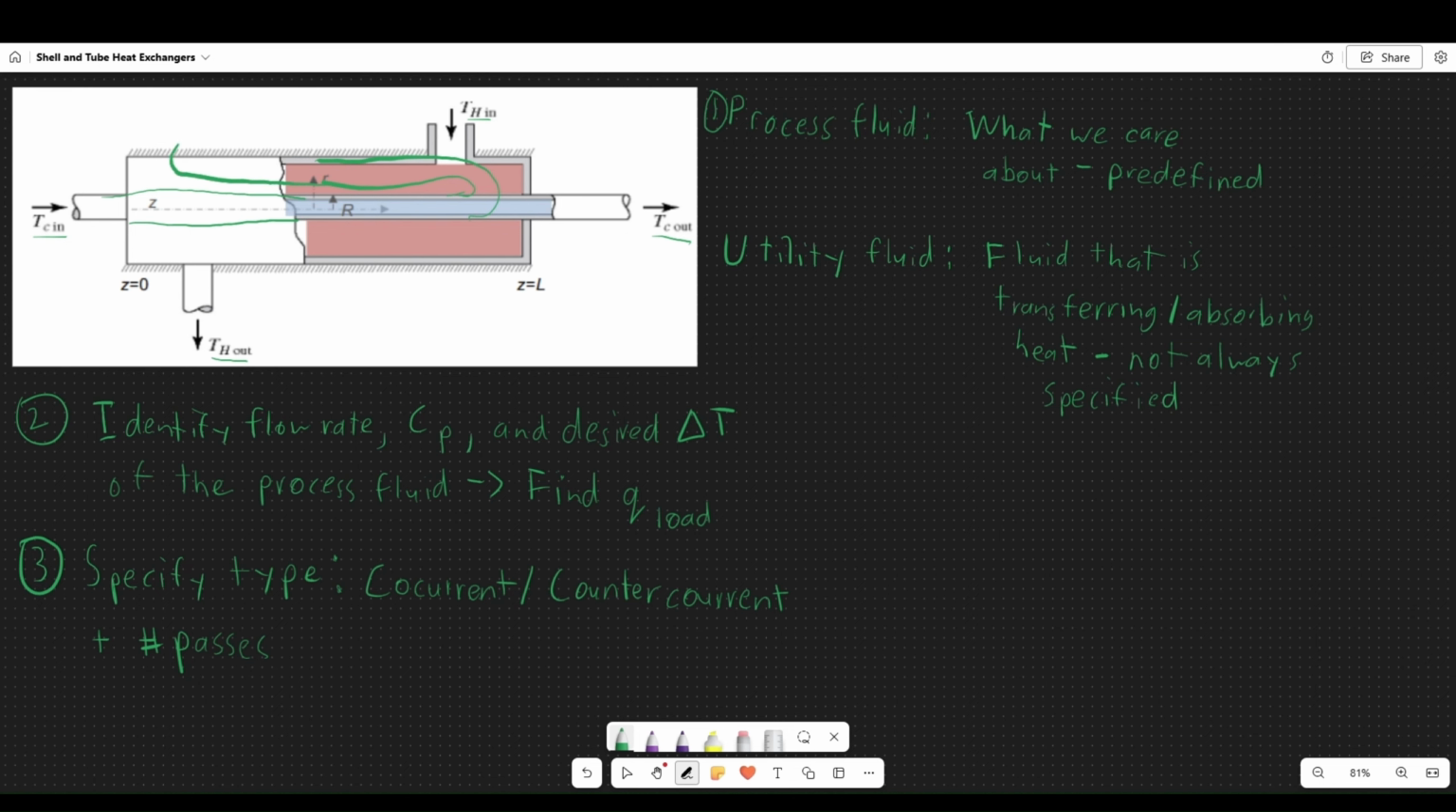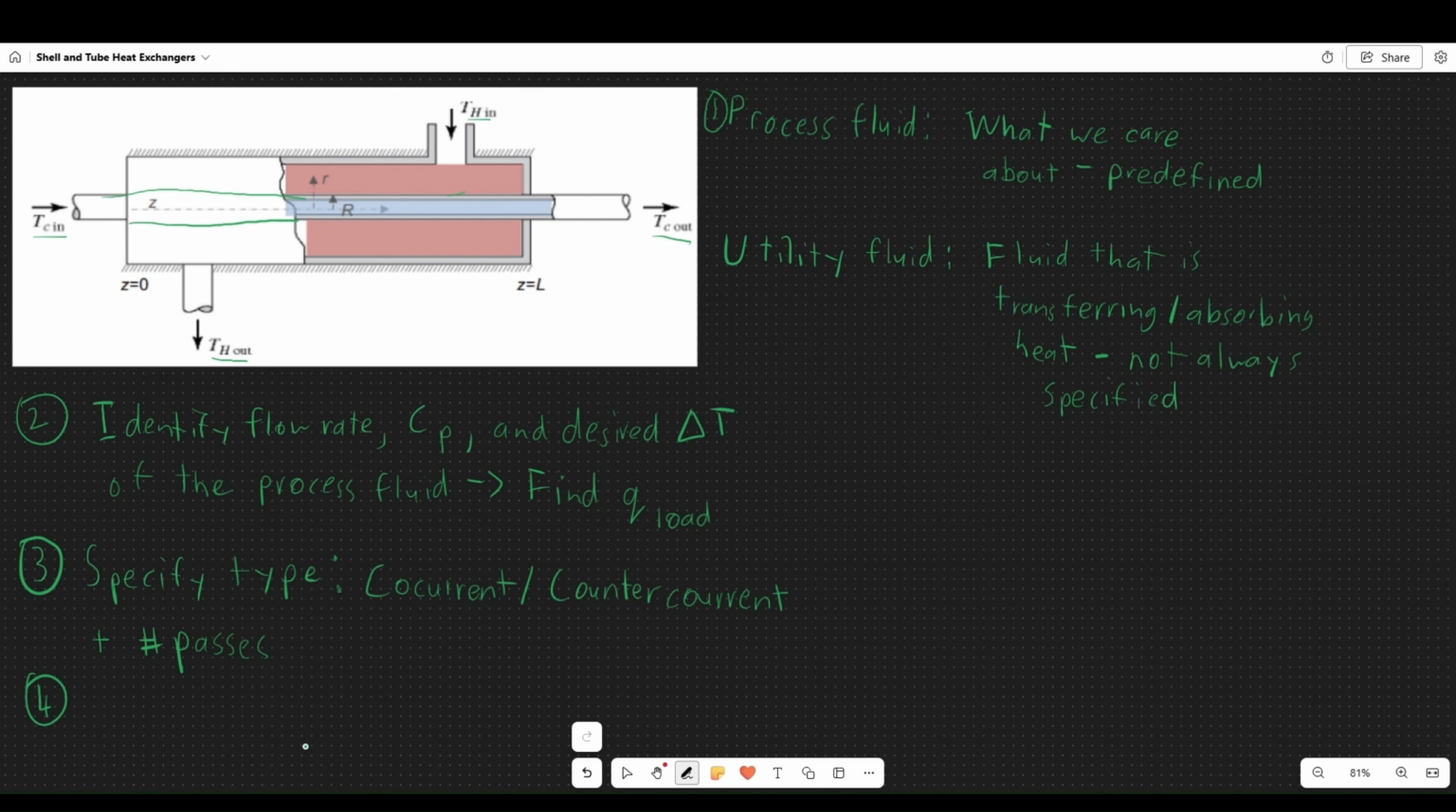And so it might loop like this and have the process fluid coming out after a certain number of passes. So this would be 1, 2, 3 passes. The number of passes matters because it basically increases the surface area and allows for more heat transfer to occur. And the reason it's important is that it can affect the calculations by including something called a form factor. So this is really important.